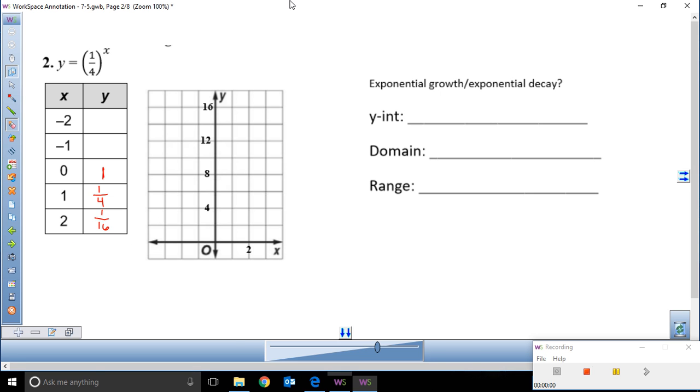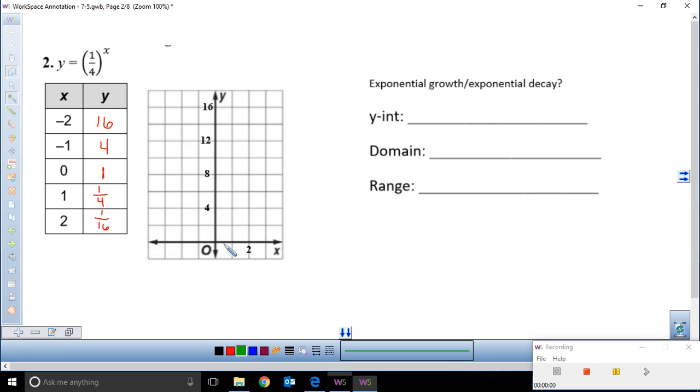Now, if we follow the pattern that we did on number 1, when I take 1/4 to the negative 1 power, that's going to take what I got for the positive 1 power and just reciprocate it. So that's going to give me the reciprocal of 1/4, which is just 4. And then same thing goes with negative 2. I'm going to take what I got for 2, which is 1 over 16, and reciprocate it, which gives me a positive 16. So now we want to graph this on our graph.